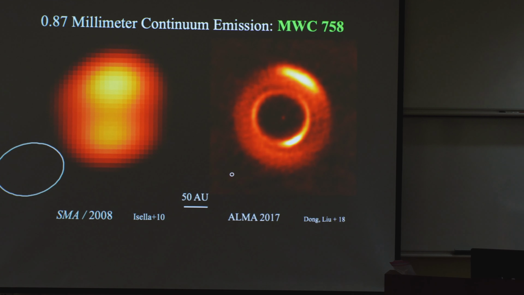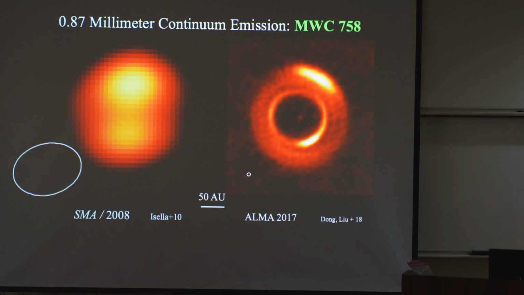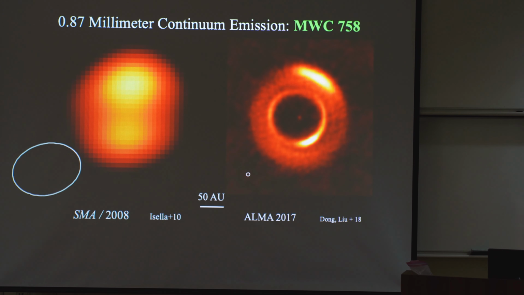Here's another example at a wavelength 1,000 times longer. Again, you're looking at two images of the same disk called MWC758, at the same wavelength, so around 1 millimeter continuum, and the same scale. This is 50 AU. This one was taken by the Submillimeter Array, SMA, in 2008. And this one was taken by the ALMA interferometer 10 years later.